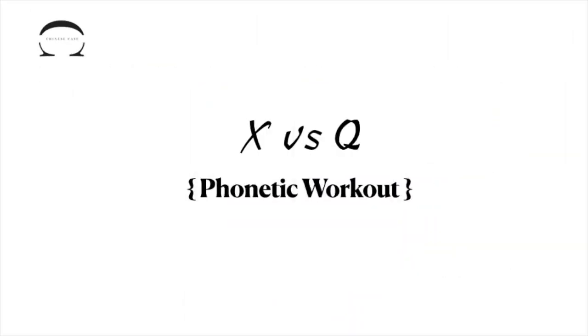This workout focuses on the opposition between the consonants X and Q in the Chinese phonology. Respectively, they are called xi and qi inside the Pinyin initial system. Three remarks before we begin.